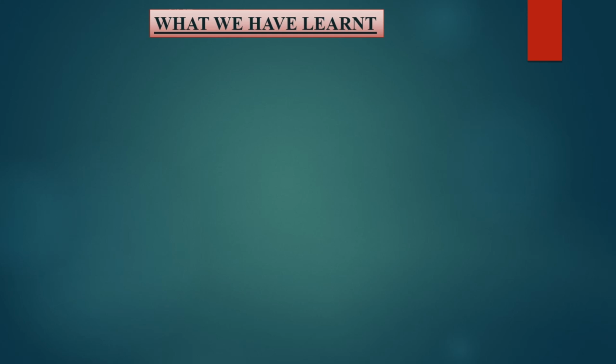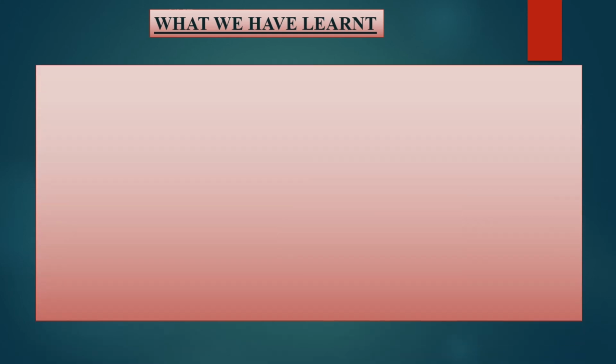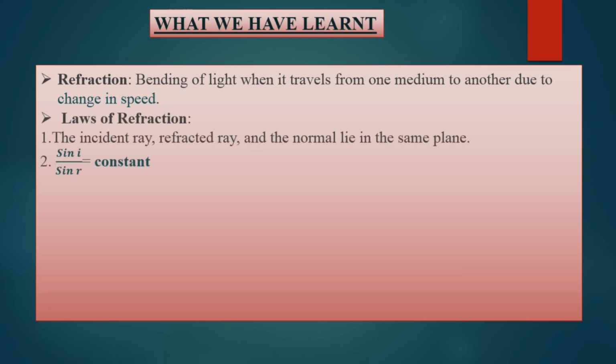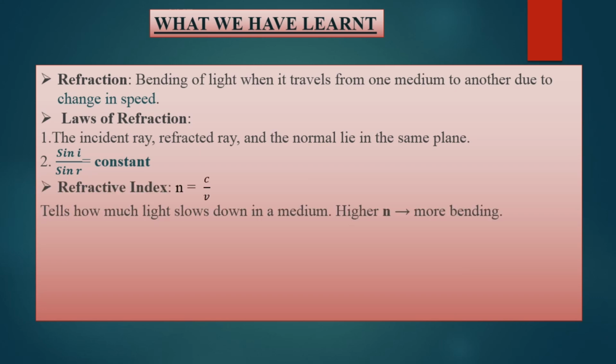So, we have learned that refraction is the bending of light when it travels from one medium to another due to change in speed. Laws of refraction: the incident ray, refracted ray and the normal all lie in the same plane. The ratio sin i / sin r is a constant, where i is the angle of incidence and r is the angle of refraction. Refractive index n = c / v, where c is the speed of light in vacuum and v is the speed of light in the medium. It indicates how much light slows down in a medium. A higher refractive index means more bending of light.